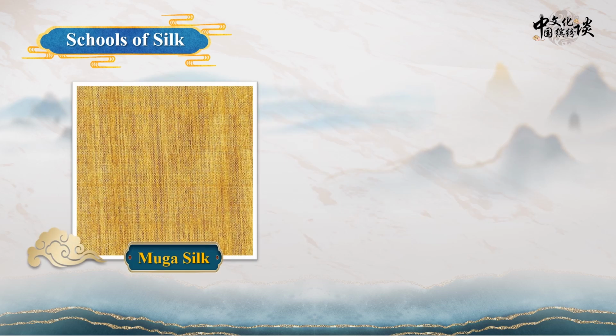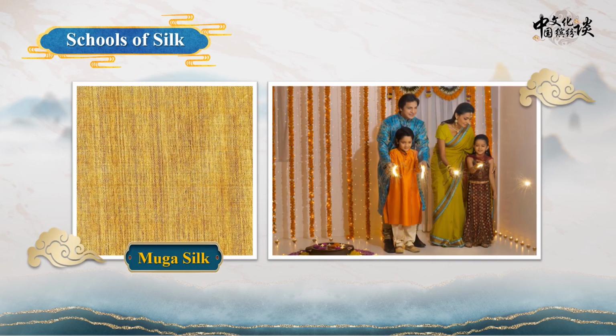And the last type is Muga silk. Muga silk is often used to make silk sari, a traditional garment worn in India. It also has a golden color and is very durable.